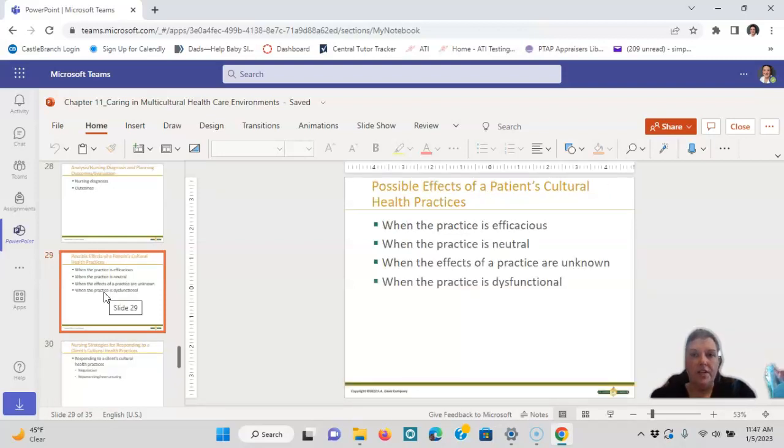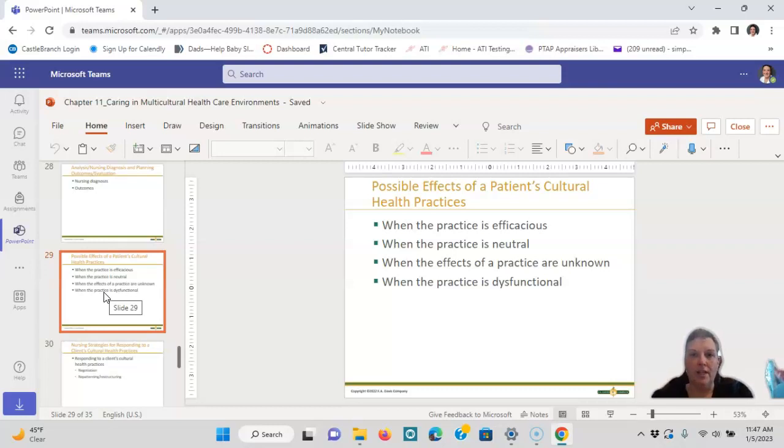Possible effects of a patient's cultural health practices. When the practice is efficient and okay, is that okay? If it's neutral, then it's fine. If the effects of the practice are unknown, but when the practice is dysfunctional, think about, is that a good thing or a bad thing?